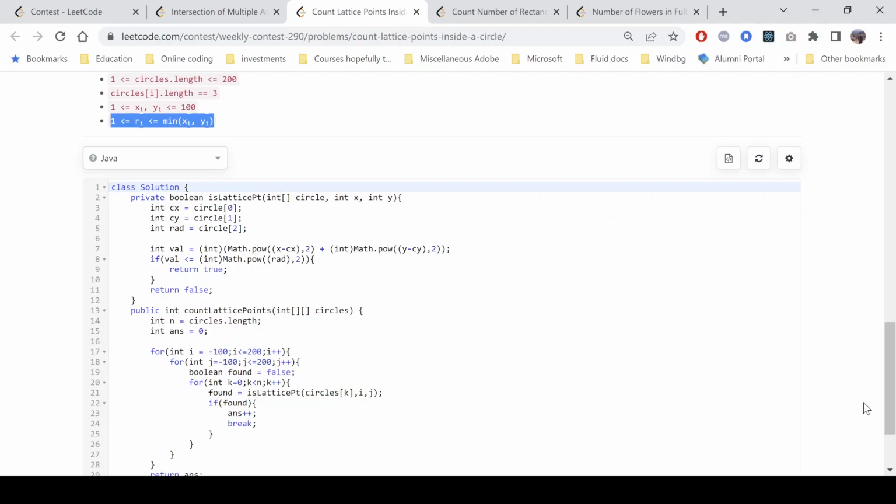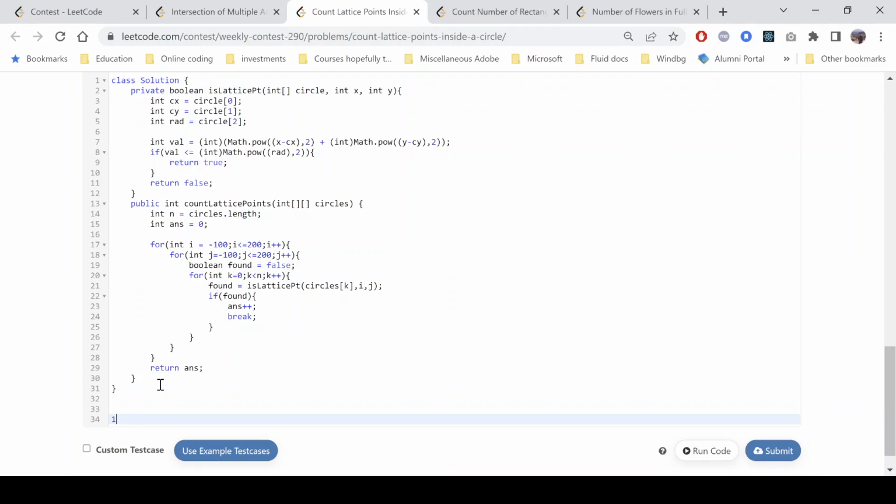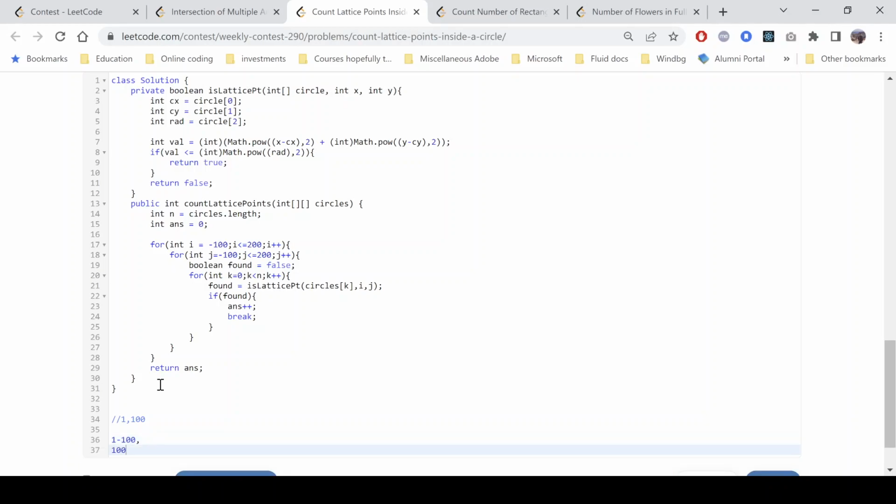So if I explain it by writing, we can see that x and y lie between 1 and 200. I'm writing on line number 34, 1, 200. So even if I consider the radius to be 100, what would be the leftmost coordinate? It would be 1 minus 100. What could be the rightmost coordinate? Again, if it is 100, 100, it will be 100 plus 100, that comes out to be 200.